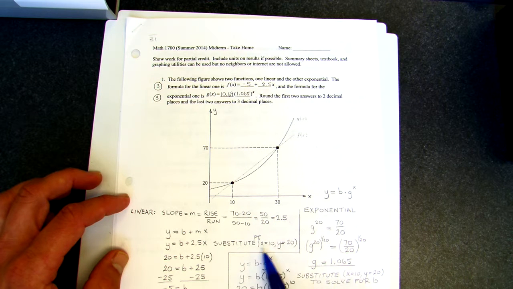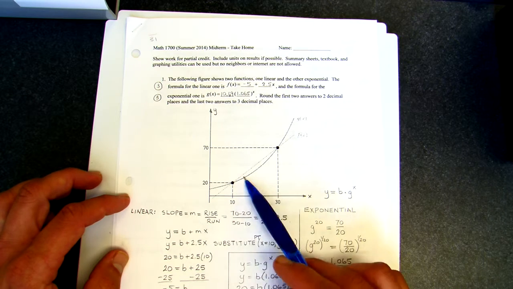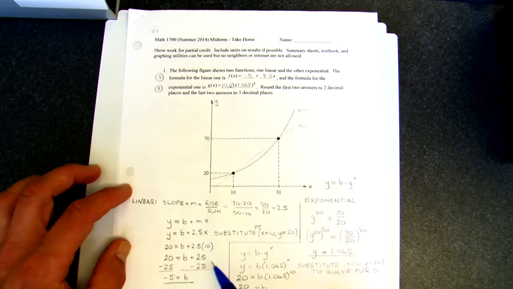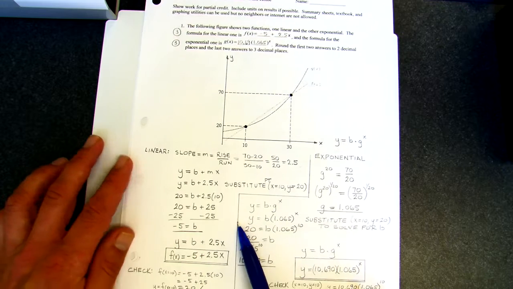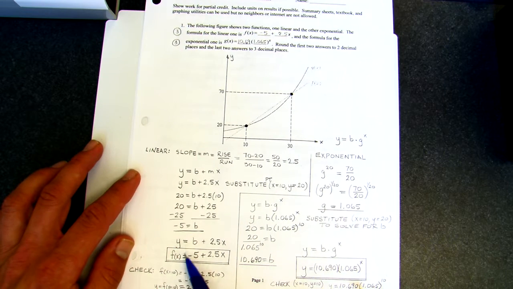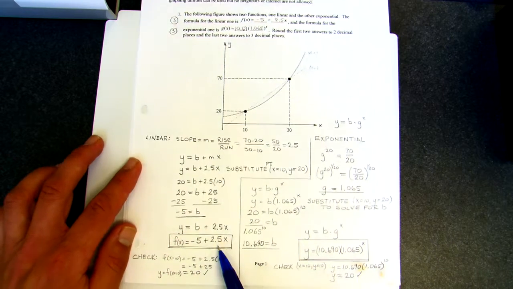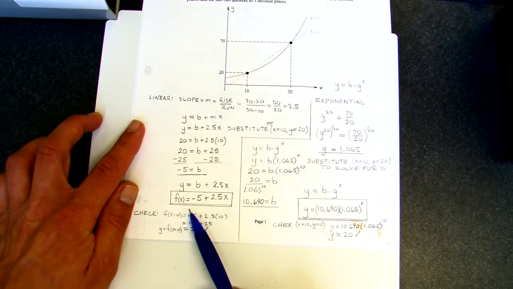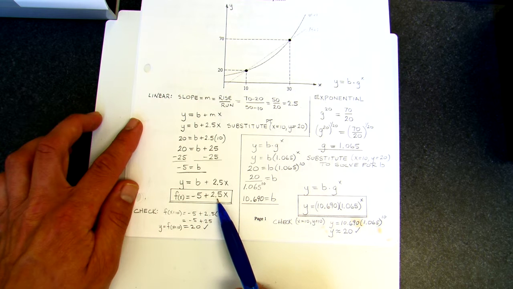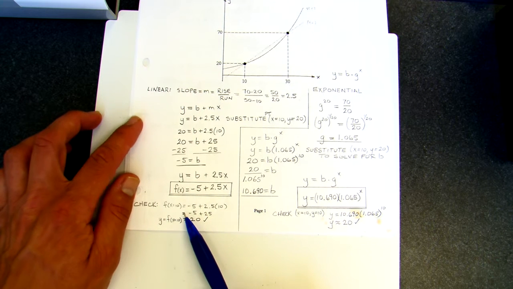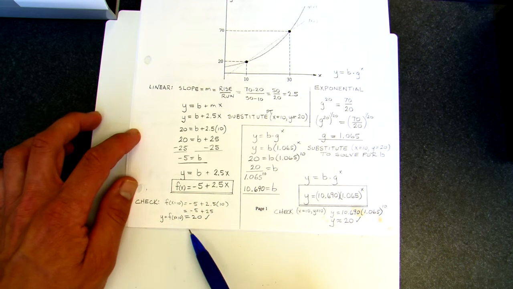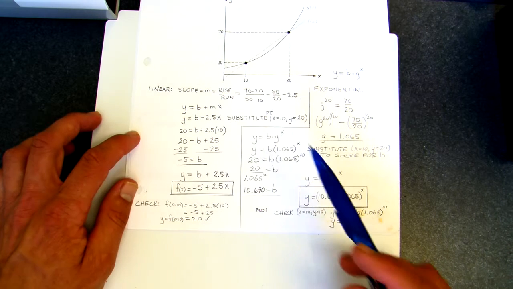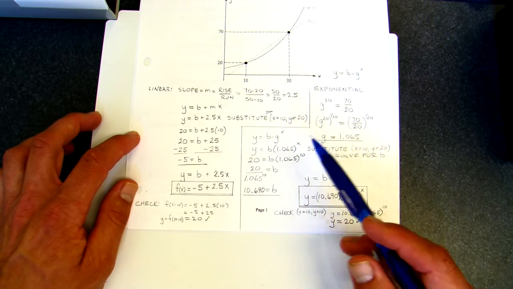You could find the slope and then substitute in a point to find the y-intercept, and here the y-intercept actually was negative. So you could put in the y-intercept and the slope, and you came up with an equation, f of x equals negative 5 plus 2.5x. And you could plug in some points to check and make sure that equation seems to work for the points that you know on that line.